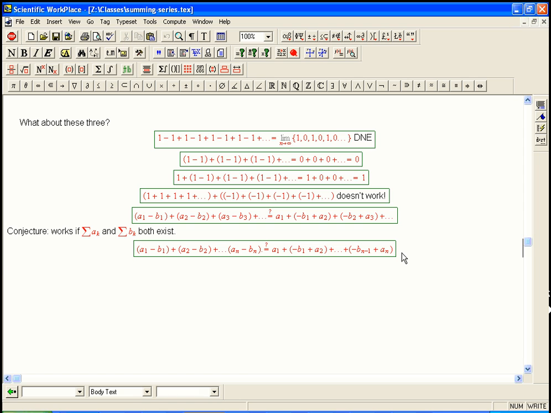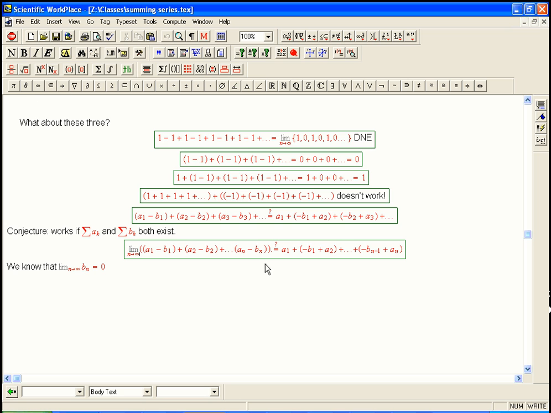So we know, if we're assuming that these sums both exist, then we know that the limit as n goes to infinity of B sub n is equal to 0. Okay, so we're going to take the limit of both sides of this. The limit as n goes to infinity of this guy, well, let's see. Is that equal to the limit of this guy?